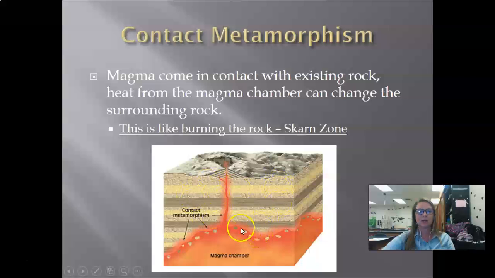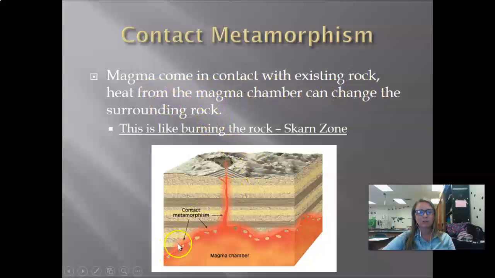So we can see that. This area right here, where it says contact metamorphism, this magma chamber is literally baking and heating up this rock zone here, and it causes a chemical change in those sedimentary rocks. It could be igneous too, but the way that I can look at these layers here, those are going to be sedimentary. So magma comes in contact with existing rocks. It heats from the magma chamber to change this area.